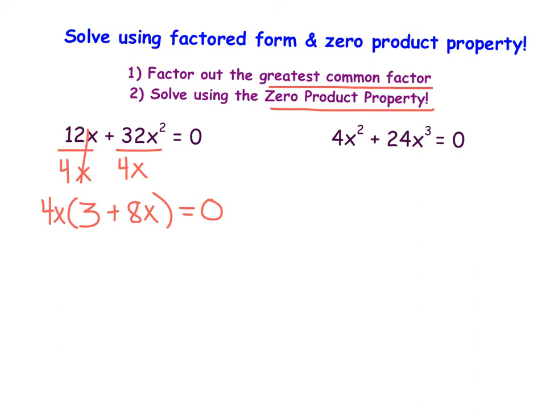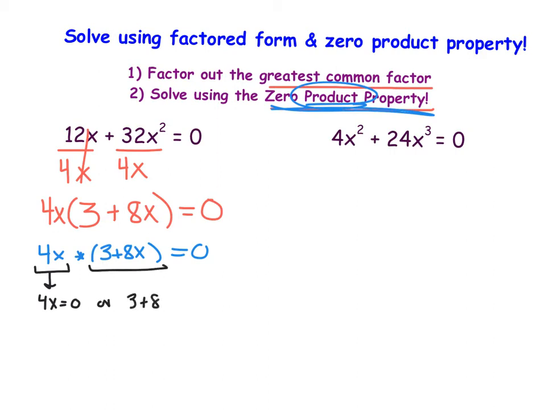Now notice that I have an application of the zero product property, because I have 4x times 3 plus 8x equal to 0. I have a product that is equal to 0, so I can set each part equal to 0. I can set the 4x equal to 0, or I can set the 3 plus 8x equal to 0, because either one of those equaling 0 will result in that product being 0. Here if I divide by 4, I get x equal to 0. Here I subtract 3.